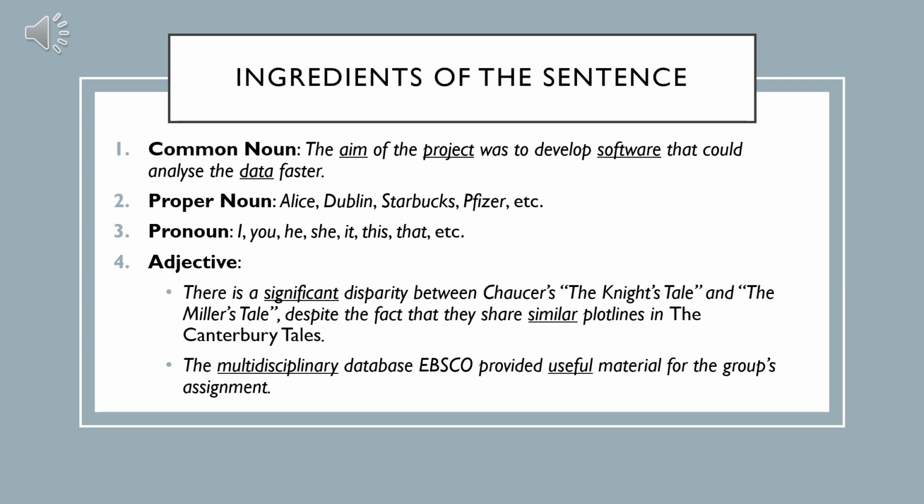Here's a more complicated sentence. The multidisciplinary database EBSCO provided useful material for the group's assignment. The word multidisciplinary is describing the noun database, and the word useful is describing the noun material. As such, multidisciplinary and useful are the adjectives of this sentence. Remember, you need to be able to identify your nouns before you can identify the adjectives that are describing them. Now let's move on to our next set of ingredients.